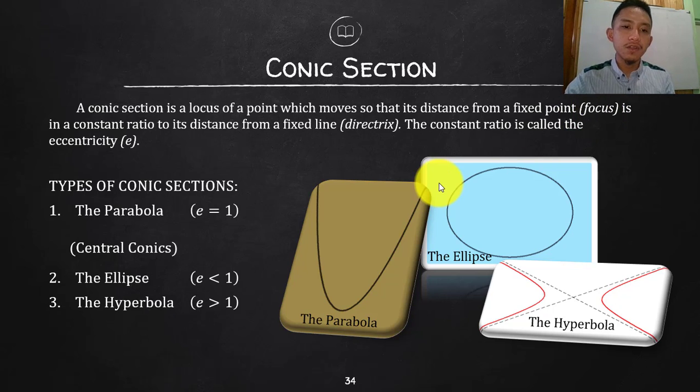So if your eccentricity is equal to 1, that is a parabola. If it is less than 1, that is a central conic, which we call the ellipse. And if it is greater than 1, that is another central conic, which we call the hyperbola. We will now discuss these one by one, in detail, in the next slides.